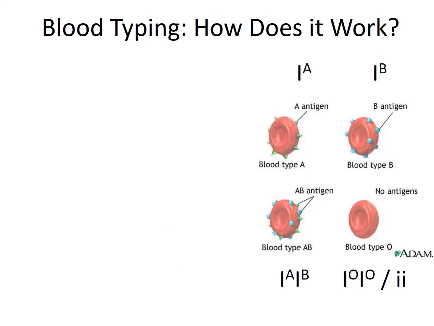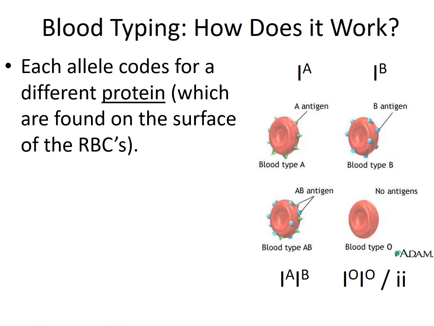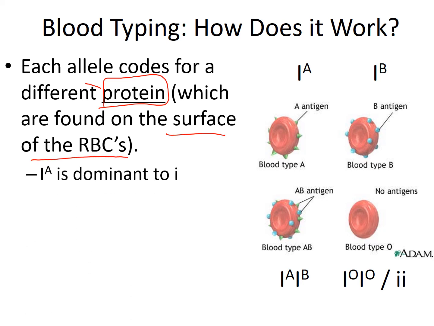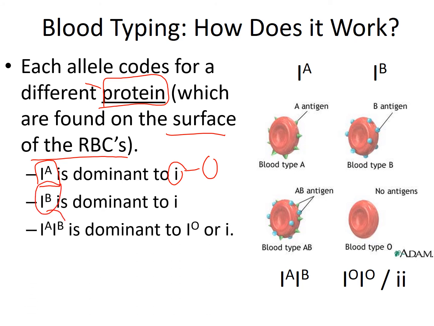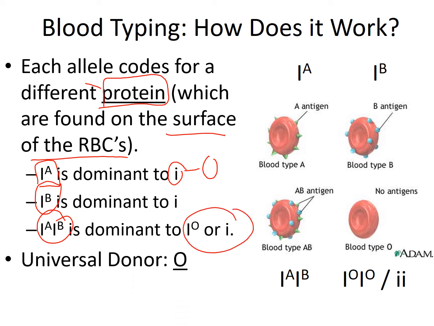So how does this work? Well, each allele codes for a different protein. That's your key thing again: each allele codes for a different protein. And where is it found? Remember, this is on the surface of the red blood cells. So remember A, and remember little i means it was O blood. A is dominant. B is dominant. AB is dominant. And O blood is recessive.